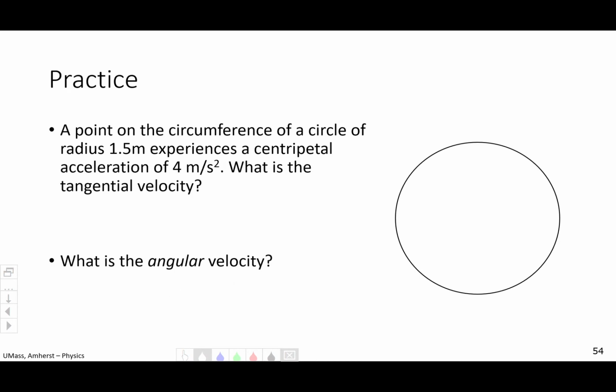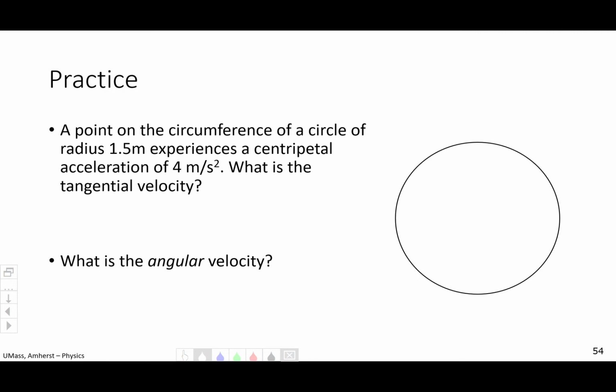Okay, go ahead and practice this. A point on the circumference of a circle of radius 1.5 meters experiences a centripetal acceleration of 4 meters per second squared. What is the tangential velocity? And then, conversely, what is the angular velocity? So go ahead and give this a pause, and we'll see if you can come up with the right answer. Okay, I'm going to assume that you have paused and come back to the video. We're going to solve it.